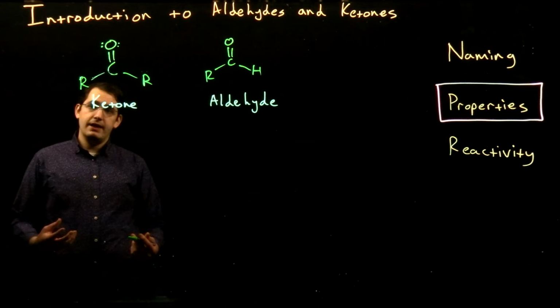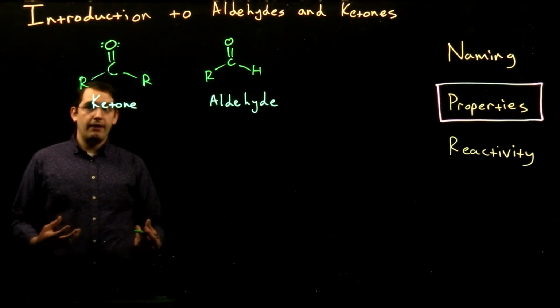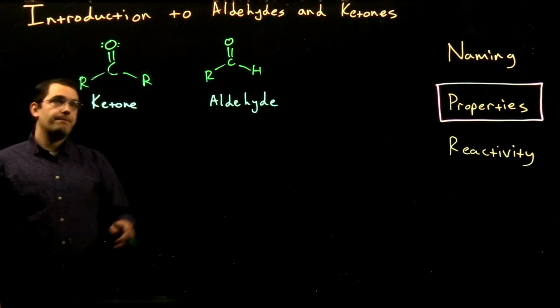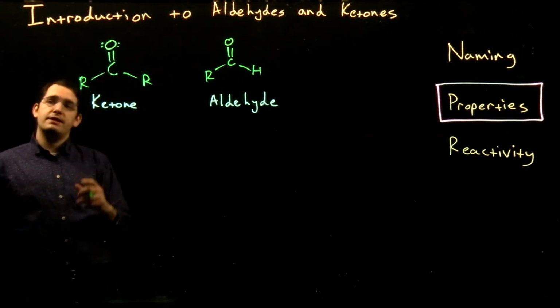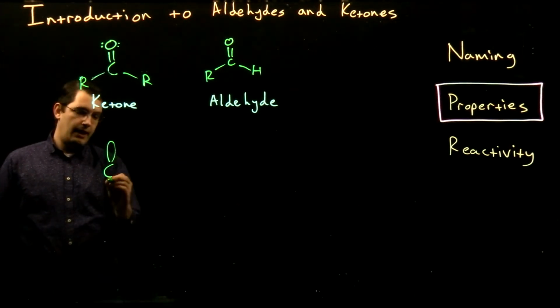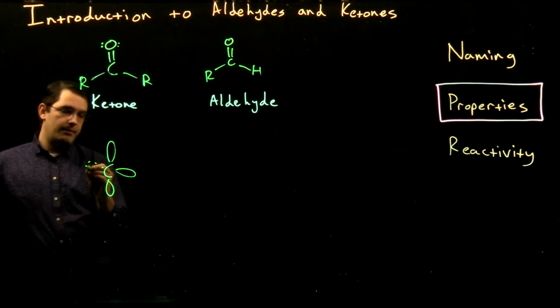In order to get a better idea of our reactivity and the behavior of our ketones and aldehydes, we need to take a closer look at the structure. Now, of course, since we have a carbon double bonded to an oxygen, that means we're going to be sp2 hybridized. So our carbon is going to have a p orbital and our sp2 orbitals.